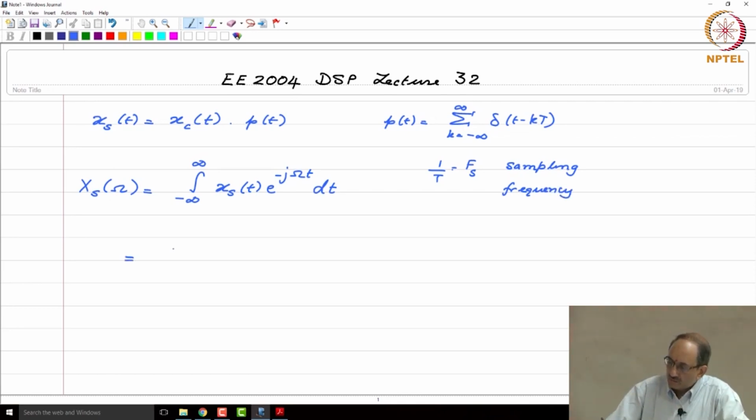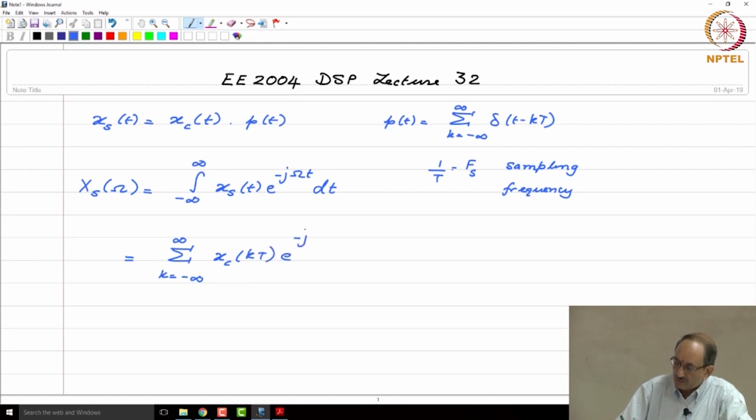And this we saw was nothing but k going from minus infinity to plus infinity xc of k cap t e to the minus j k omega by fs. So, this was the expression that was derived towards the end of the last lecture.